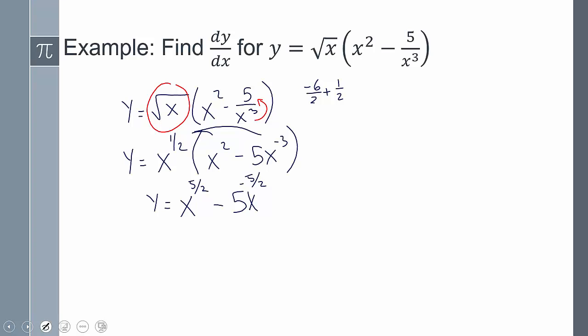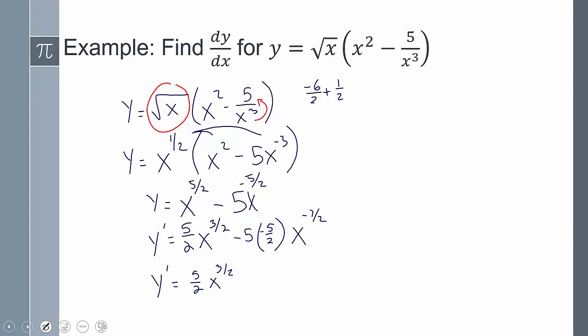So now, got to take the derivative. So y prime equals 5/2 x, now minus 1, so minus 2 over 2. And then this is going to be minus 5 times negative 5/2 minus 2 over 2. So cleaning this up, y prime equals 5/2 x to the 3/2. This will be plus, I'll say 25 over the 2's in the denominator, and I have to bring that into the denominator, so x to the 7/2. And so that's going to be our answer.